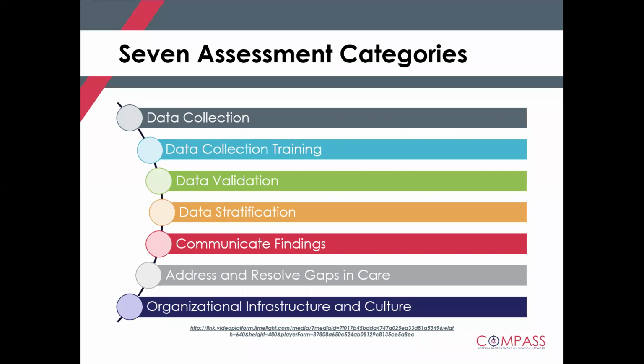The HEOA is comprised of 7 key categories that align with research in the field on where and how hospitals have the most impact to reduce disparities. And what I think is interesting, if you look at it, there are 4 pieces that have to do with data. And we all know in the absence of data, we really don't know which way to set our sails. So there are 4 sections on data. 2 of them have to do with collection and collection training. One is validation, one is stratification. Then there's the section on communicate findings, addressing and resolving gaps in care, and organizational infrastructure and culture.